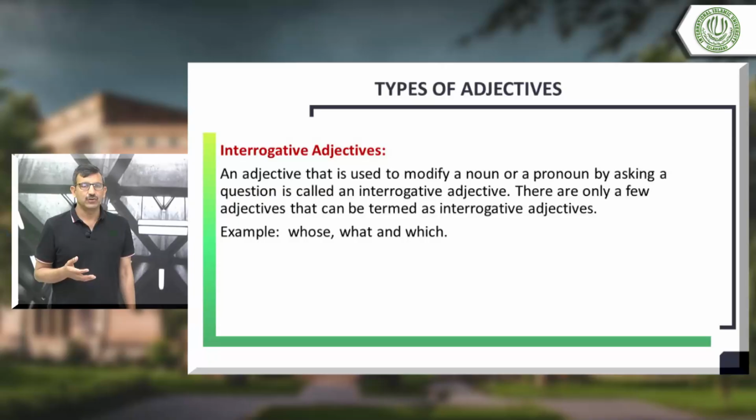The second type of adjective is interrogative adjective. An interrogative adjective is used to modify a noun or pronoun by asking a question. There are only a few adjectives that can be termed as interrogative adjectives. Whose, what, which are the examples of interrogative adjectives.